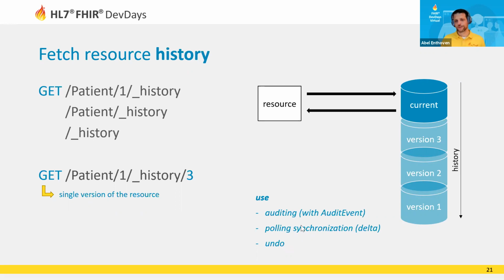So audit events, for example, are also resources stored in the database. Some of the systems like Vonk can do that automatically for you. So if you post a resource, then an audit event is created as well. And this audit event is always connected to one of the versions of a resource. So you can also see what it points to. And you could also use history, of course, to have some sort of undo functionality in your application.